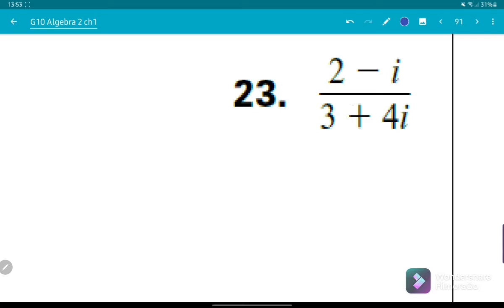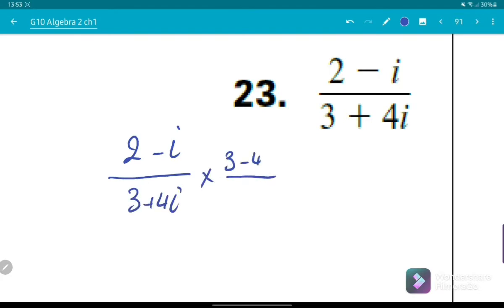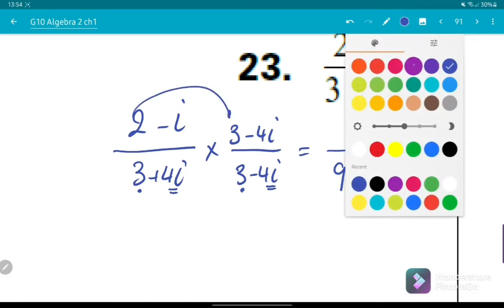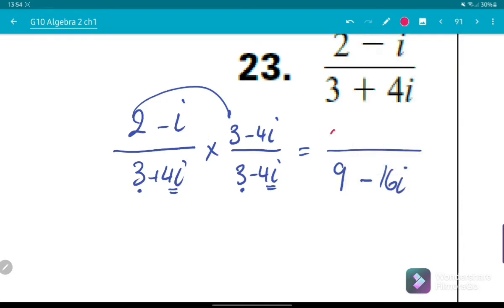2 minus i over 3 plus 4i. Multiply up and down by the conjugate. 3 plus 4i multiply 3 minus 4i, because this is the conjugate of the denominator. Why do we do so? Because this will give you 3 with 3 is 9. 4i with 4i will be 16i squared. Positive with negative. Then 2 multiply 3 is 6.